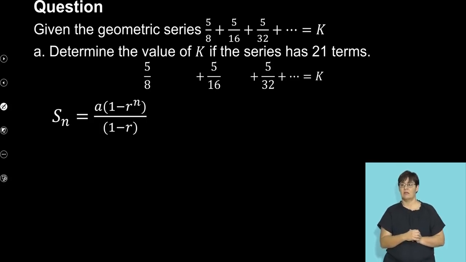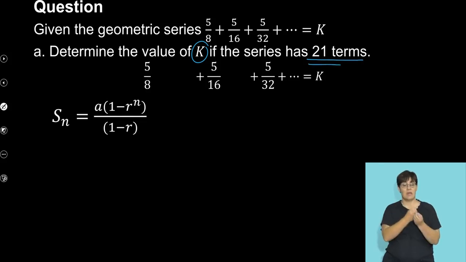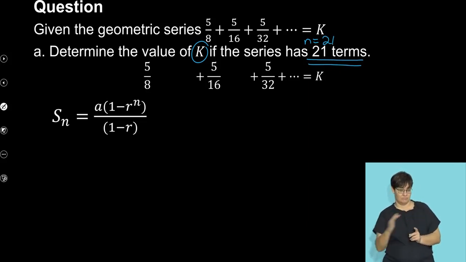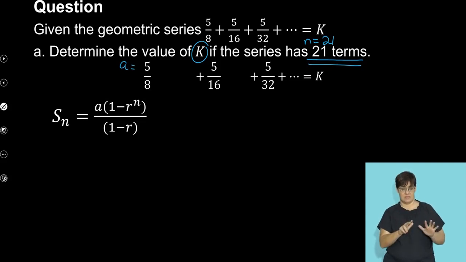So we are given the actual geometric series. We want to determine the value of k if it has 21 terms. This means that n will be equal to 21 because I know that there are actually 21 terms involved in this entire sequence. I need to establish what A is and what R is so that I can work to solve for k. Luckily, I can see that A will be 5 over 8 because it is the first term.